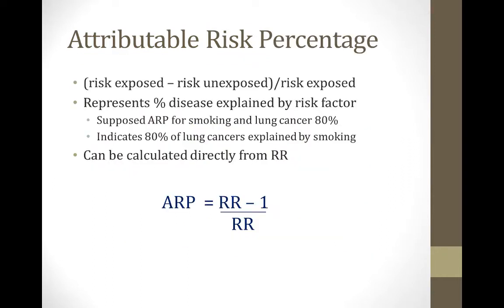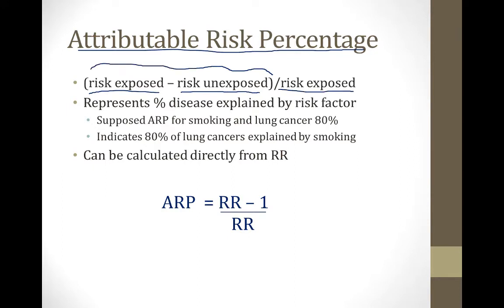There's a number related to the attributable risk called the attributable risk percentage. So this is equal to the risk in exposed patients minus the risk unexposed. And this is the same as the attributable risk, but then you divide it by the risk in exposed. And the nice thing about this number is it represents the percent of disease explained by the risk factor. So for example, if the ARP for smoking and lung cancer was 80%, this suggests that 80% of lung cancers are explained by smoking, and people like to report numbers like this. They're very easy for people to understand.